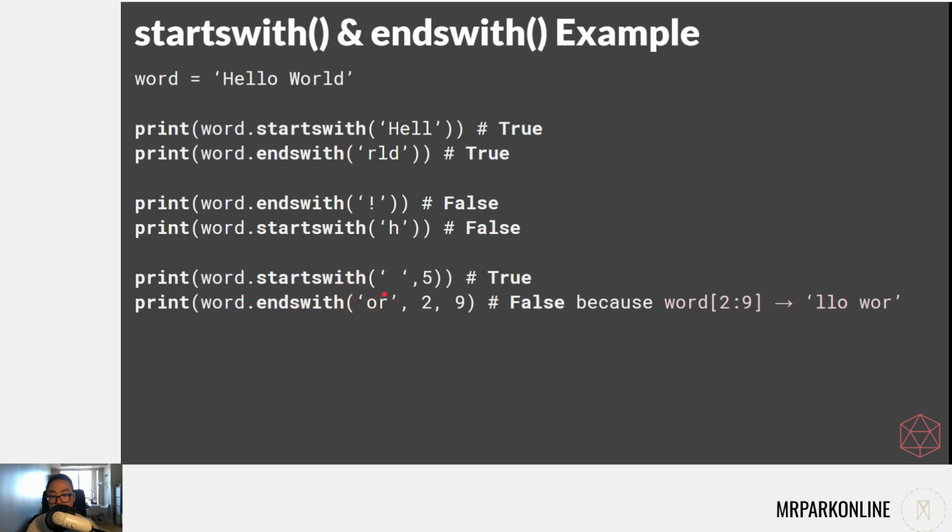Let's say we're looking for a space at location 5. Yep, it's true. At location 0, 1, 2, 3, 4, 5, we have a space. Therefore, it starts with that. Okay, that's our starting location and looking at it all the way to the end. So we're ignoring Hello because we're starting at 5 and going all the way to the end.